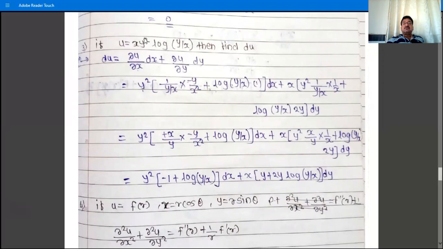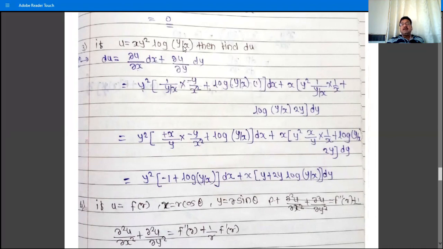y square is constant and x into log y by x, derivative is by using the u into v rule. So x, derivative of log y by x is 1 by y by x into derivative of y by x with respect to x, which is minus y by x square, because y is constant and the derivative of 1 by x is minus 1 by x square. So right here x first, u derivative of v plus v, that is log y by x, derivative of x is 1. Okay, this is dx.